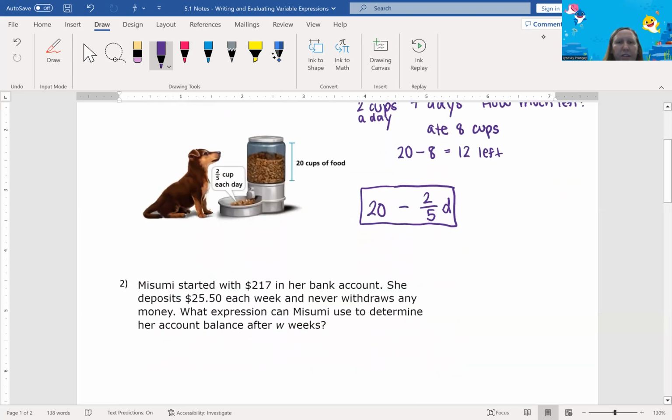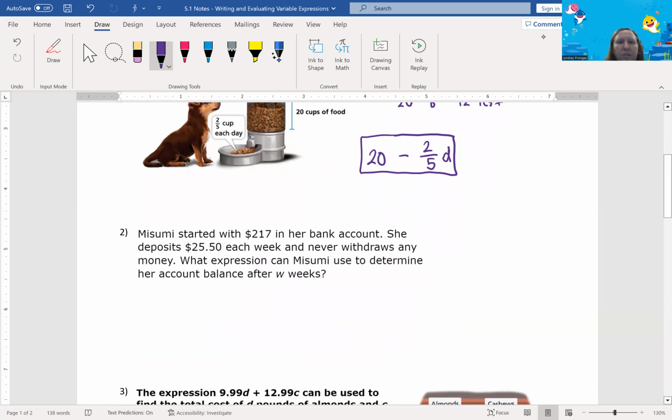Okay, let's look at number 2. Miss Sumi started with $217 in her bank account. She deposits $25.50 each week and never withdraws any money. What expression can Miss Sumi use to determine her account balance after W weeks? Well, she's starting with money in her account. She's depositing. Depositing is adding money in. Okay, so your amount is going to get higher each week. Okay, and it's W weeks.